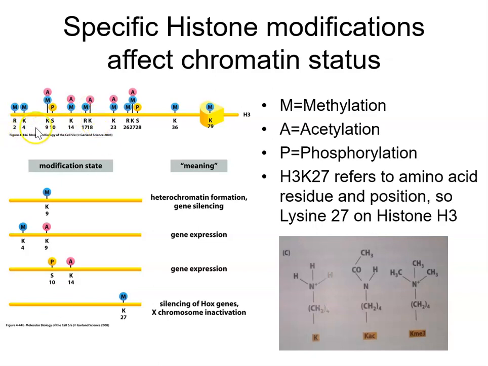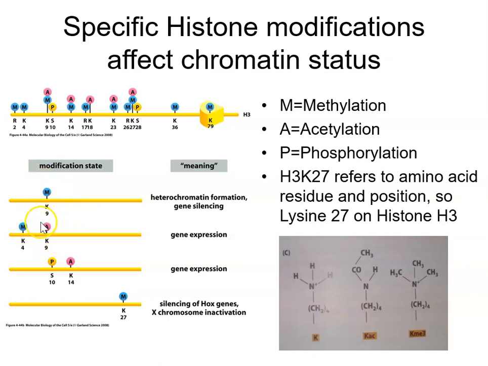So these numbers here represent the amino acid from the N-terminus. An R is arginine and K is lysine, and it's the lysines that are particularly relevant here. This just shows all of the potential sites that can be modified with either an acetyl group, a methyl group, or a phosphate. And the really important ones that we're interested in is lysine 9 methylation, and that will cause gene silencing.